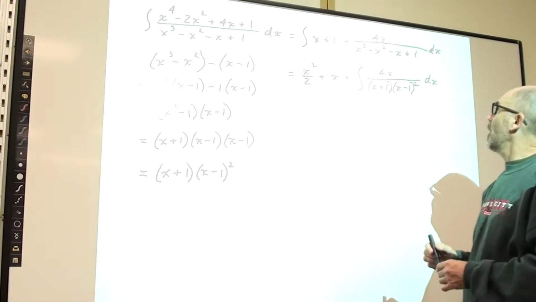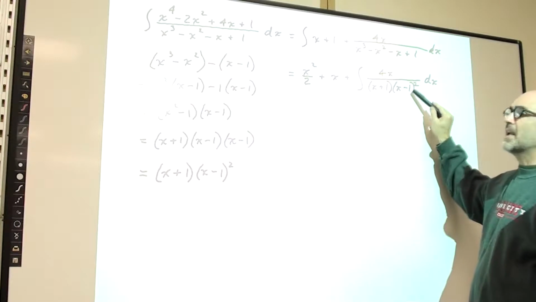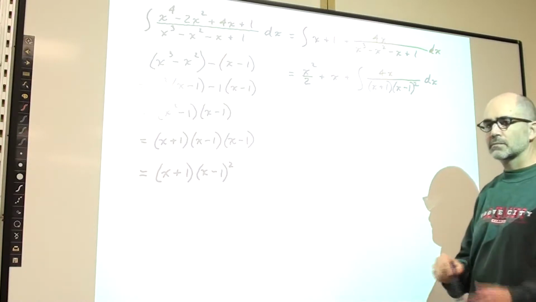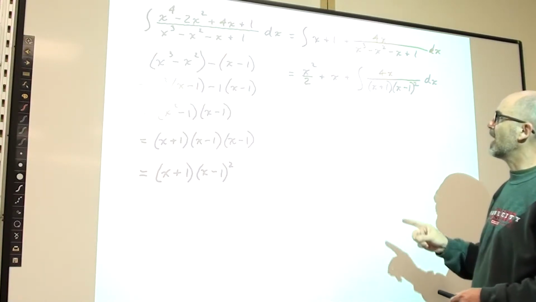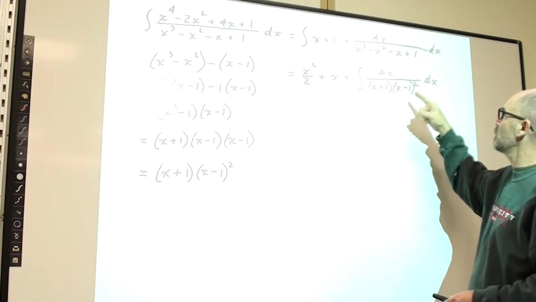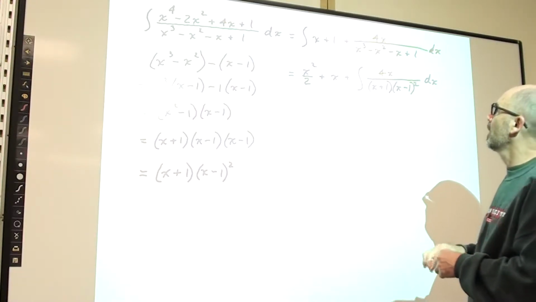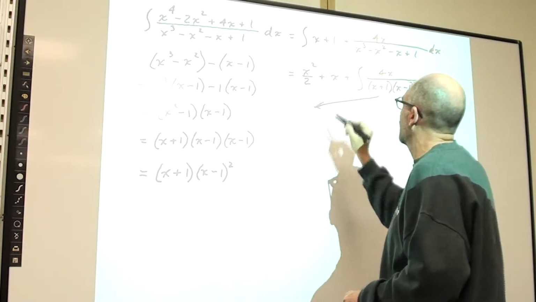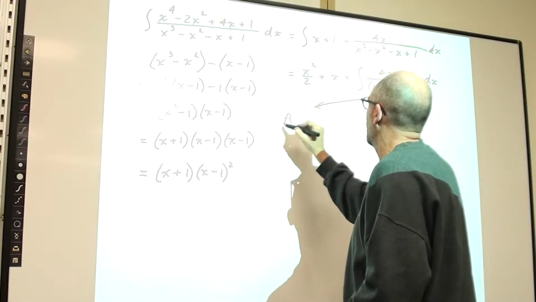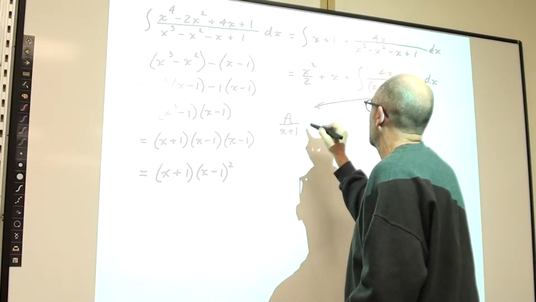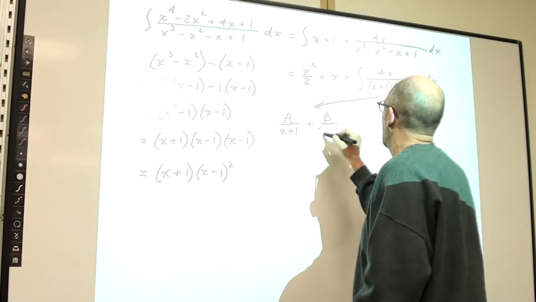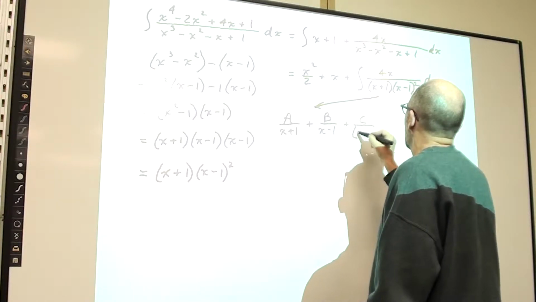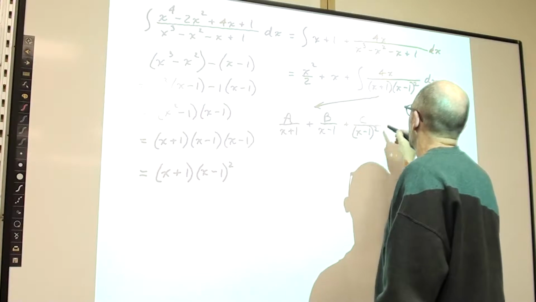Now, the complication here is that we have a repeat factor here. You've got x plus 1, x minus 1, x minus 1. Anytime you have a repeat factor, you have to take into consideration both of the factors. So what we're going to do then is we're going to make this thing a over x plus 1 plus b over x minus 1 plus c over x minus 1 squared.